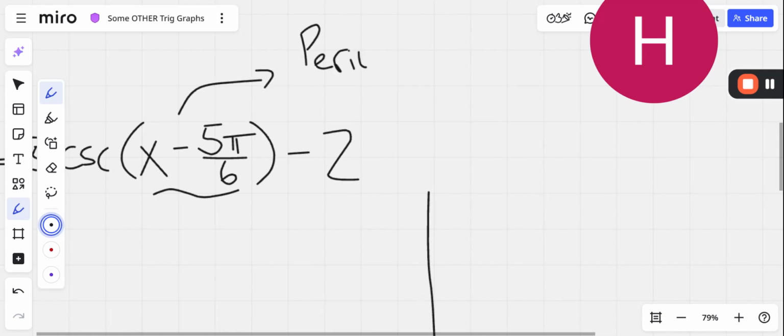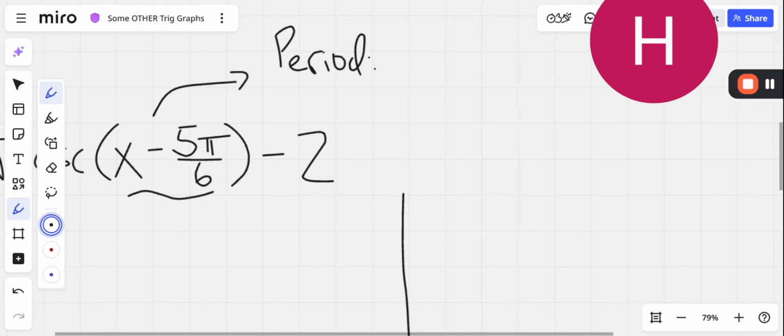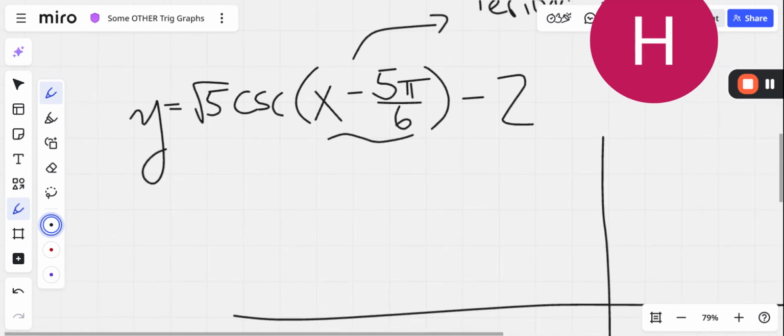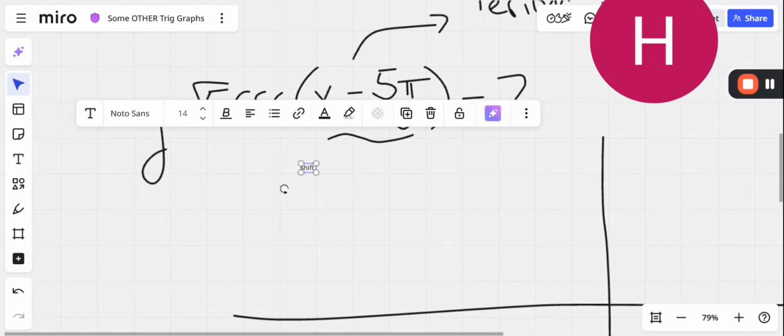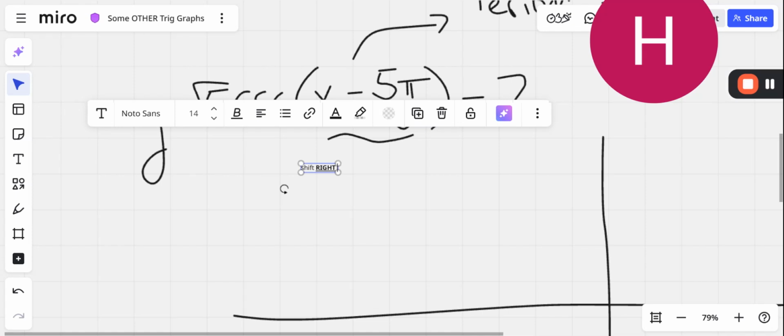Now we have to talk about this period and phase shift situation. The period is really easy because there's nothing being multiplied to the x. So the period is just 2 pi over 1, which is 2 pi. Our quarter marks, though, what's up with our quarter marks? We can tell that it's going to be a shift to the right. Do not screw that up. Shift to the right by 5 pi over 6.